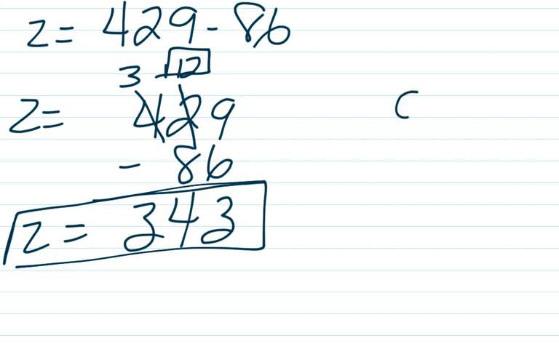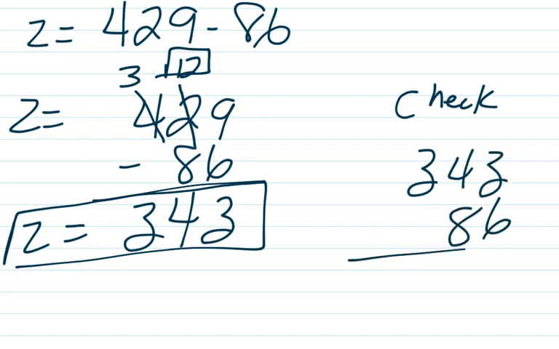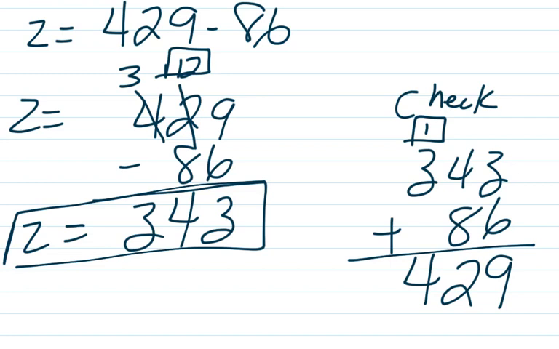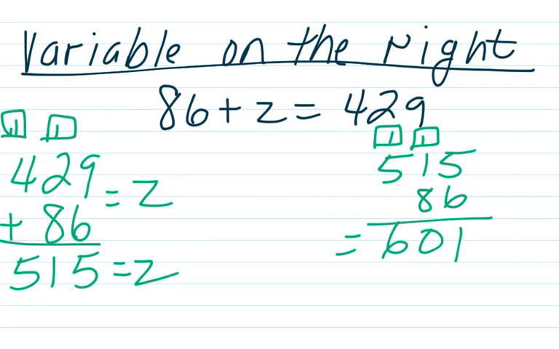Let's add them. Let's check. 343 plus 86, 9, 2, regroup, 429. So that does check. So whenever we have a variable on the right, we still must do the same thing that we did even if it's on the left, and we have to do that inverse operation, and we have to subtract.